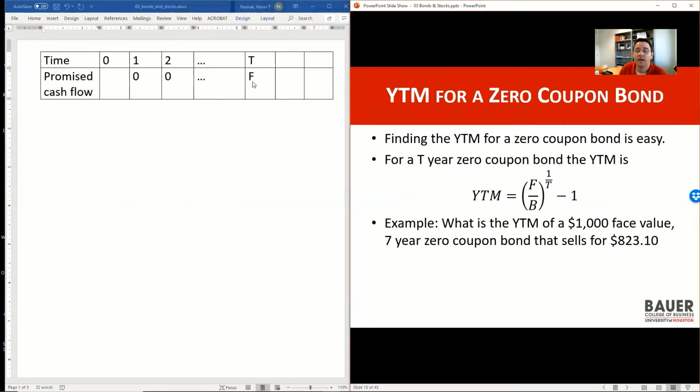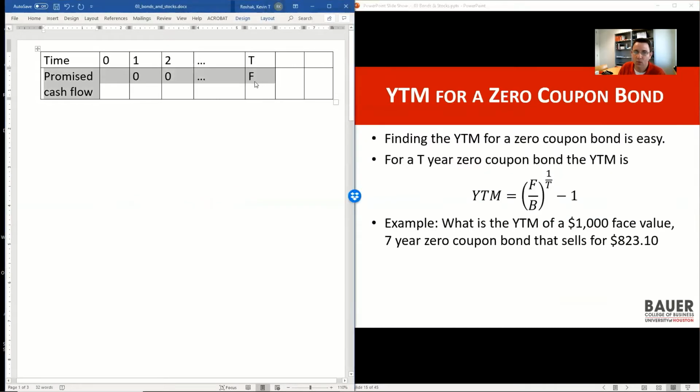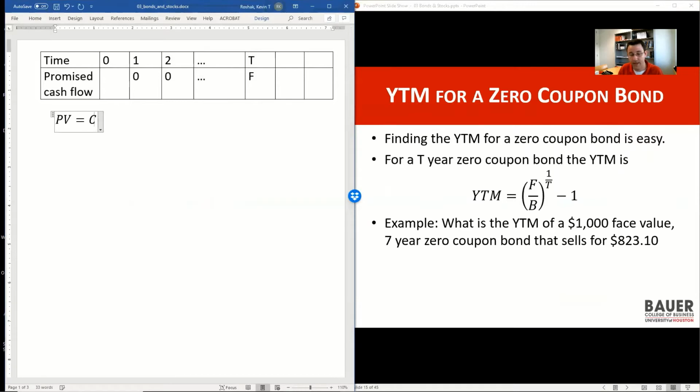Okay. Now, how would we discount these normally? If we go back to week 1, well, you've got one cash flow. It occurs at time T, and you see the price of that cash flow. So we know how to value stuff using just the present value formula. The present value is equal to the cash flow that you're getting divided by 1 plus R raised to the T. So to find the yield to maturity, all we're going to do is solve for R.